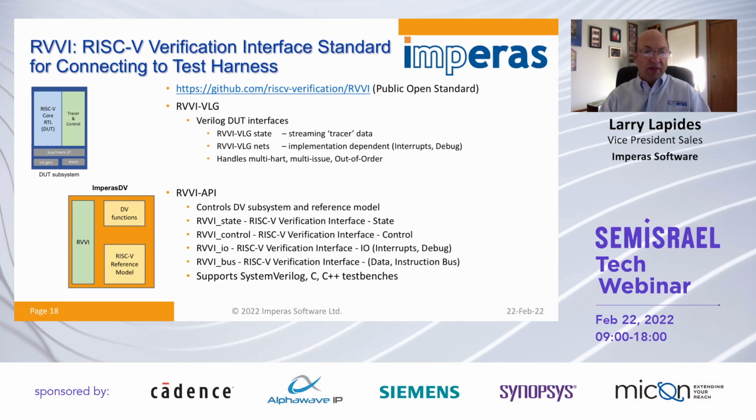That RVVI standard is available on this GitHub repo. This is a public standard, and it helps both with the interfacing of the DUT subsystem as well as the reference model subsystem to the test bench. I won't go into any more detail on that. You can go to the GitHub repo for more information.